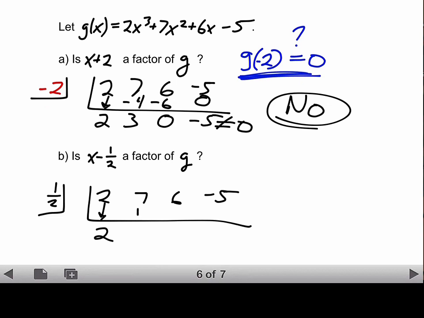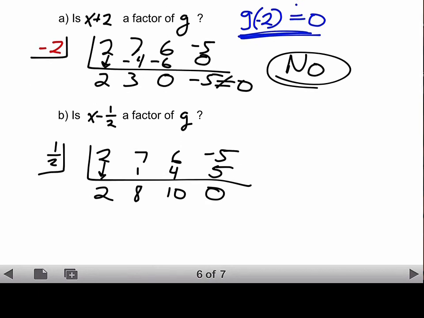1/2 times 2 is 1. Added to 7 is 8. 1/2 of 8 is 4. Added to 6 is 10. 1/2 of 10 is 5. 5 minus 5, or negative 5 plus 5, is 0. So the remainder is 0.